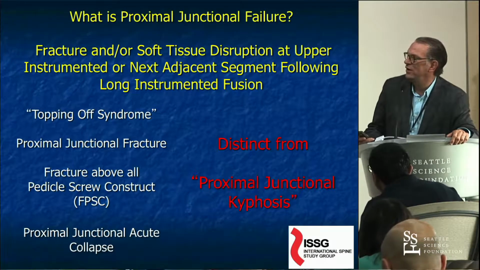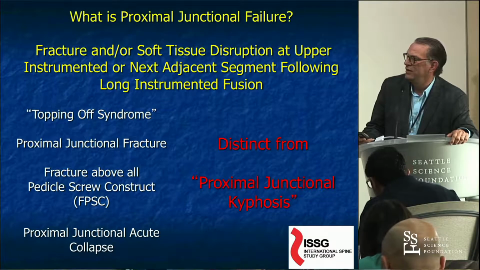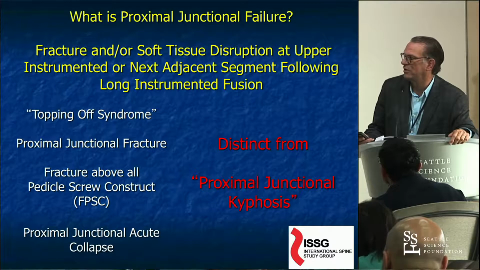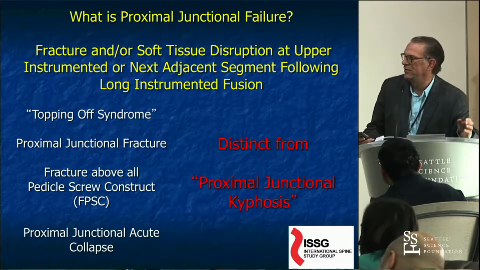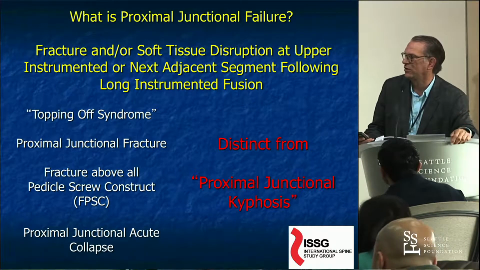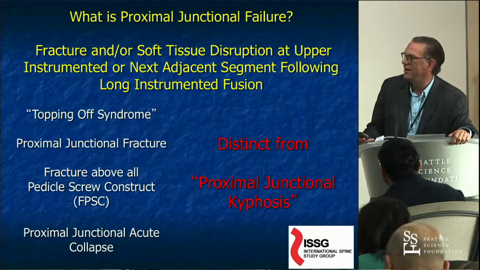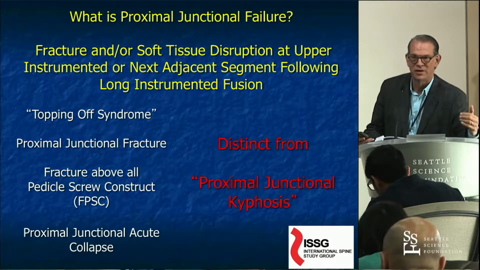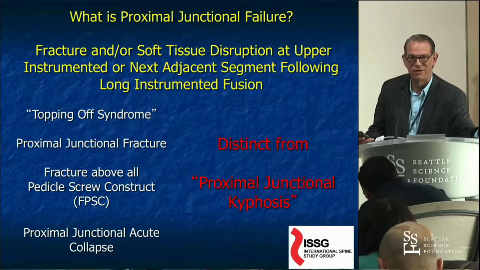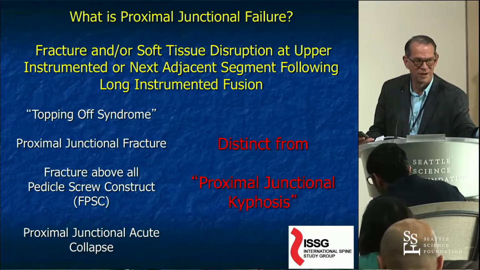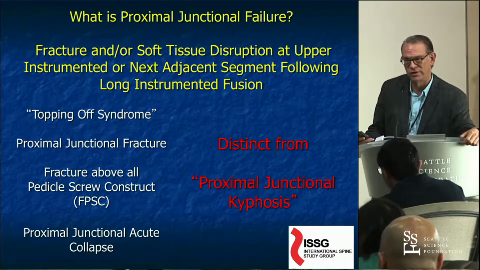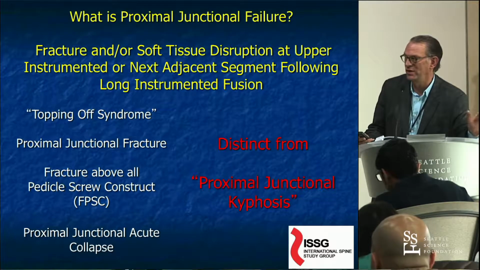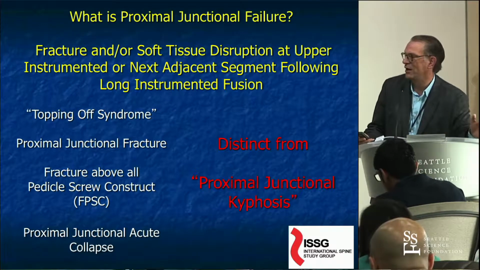The definition of proximal junctional failure is related to a similar complication that's been described for years called proximal junctional kyphosis. But it is definitely distinct in my mind in the sense that it includes a mechanical disruption at the upper end of the construct. So yes, there's kyphosis, but in addition to the kyphosis, there's either a fracture of the anterior vertebral body or a posterior osteoligamentous failure, or both. And that's really the distinction between proximal junctional failure and proximal junctional kyphosis.